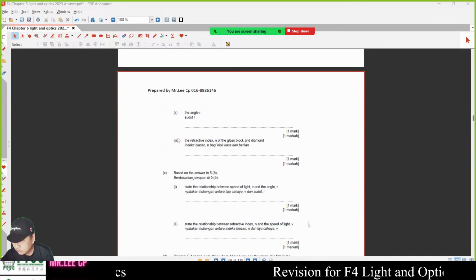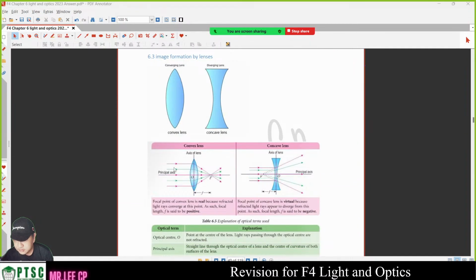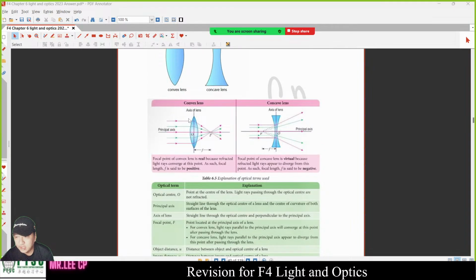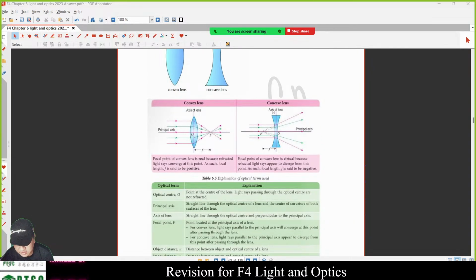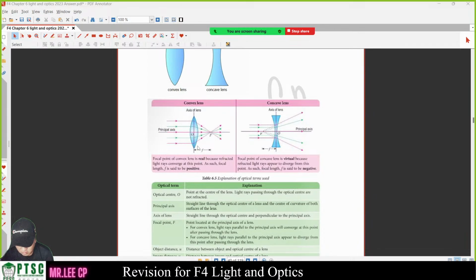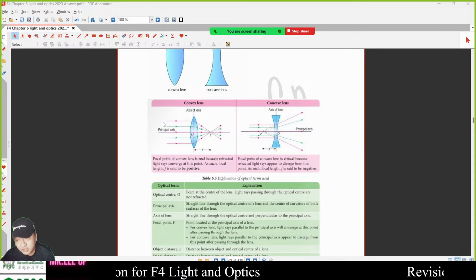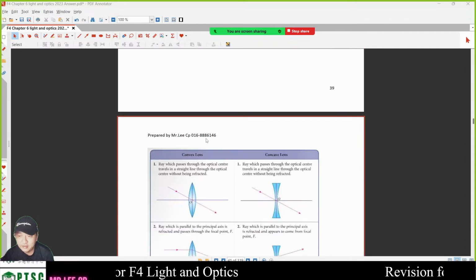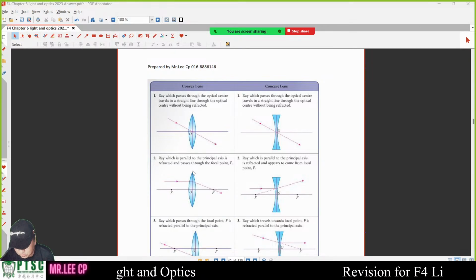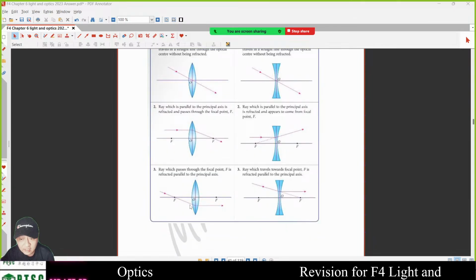I went through fast, so some of the questions I didn't do. Okay, image formation by lenses. This is a convex lens, this is a concave lens. You need to know how to draw the convex lens. First, the ray goes through the center. Second, draw a straight line through the F, and lastly draw through the F here.